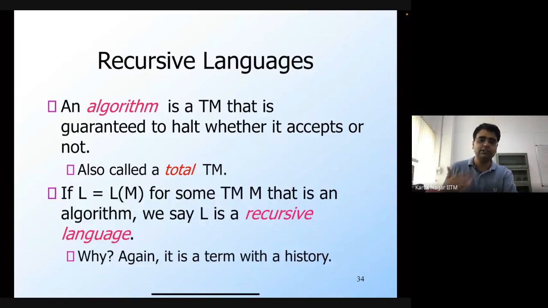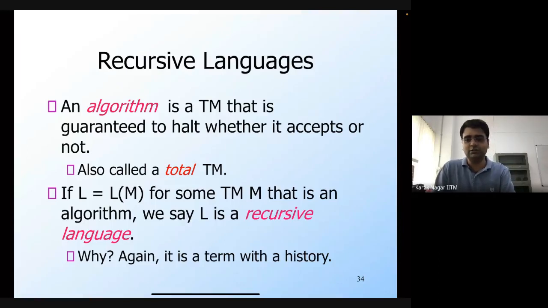Now, these total Turing machines, or algorithms, define recursive languages. So if L is equal to L(M) for some Turing machine M that is an algorithm, then we say that L is a recursive language. Again, this term recursive has a history. There is no recursion as such in a Turing machine, and no direct correlation between the Turing machine definition and this notion of recursive language.